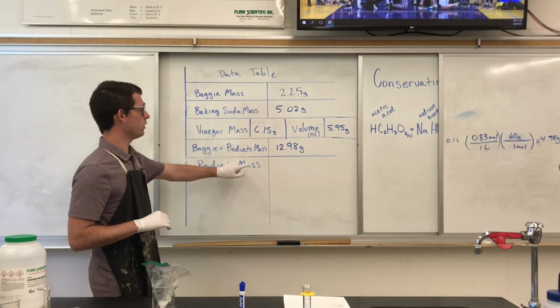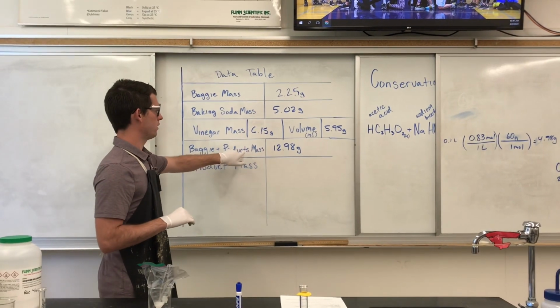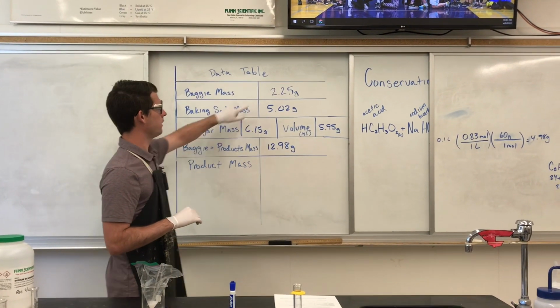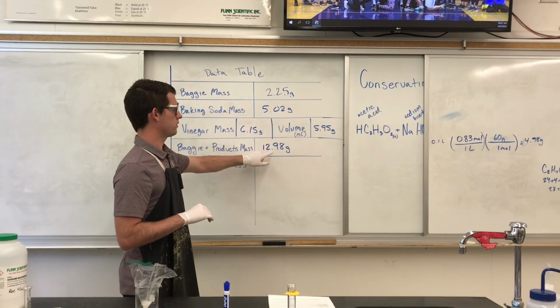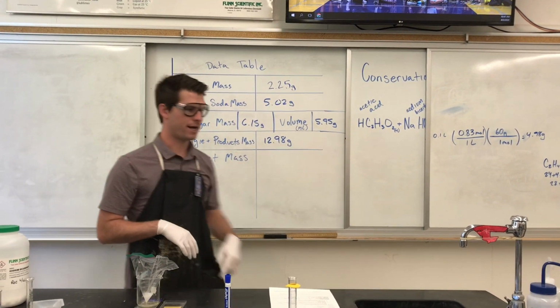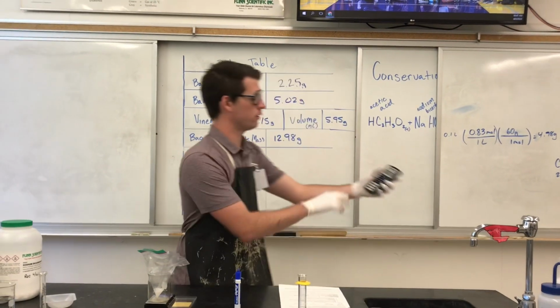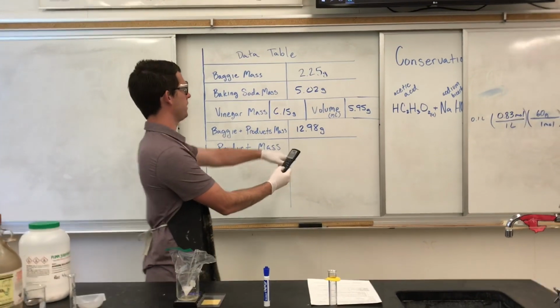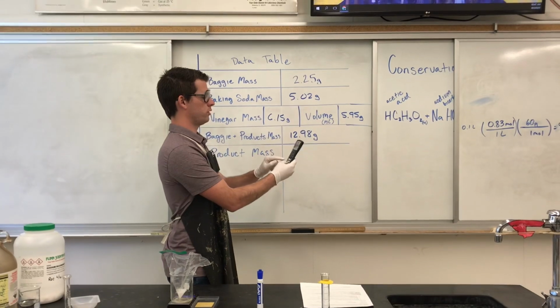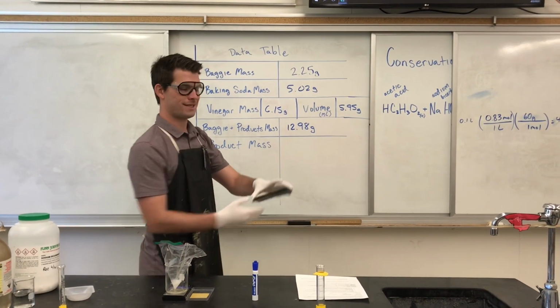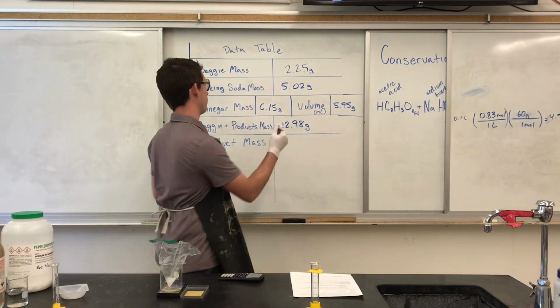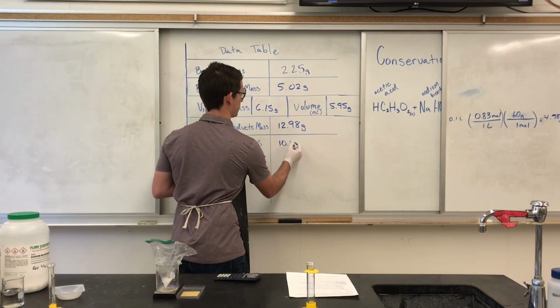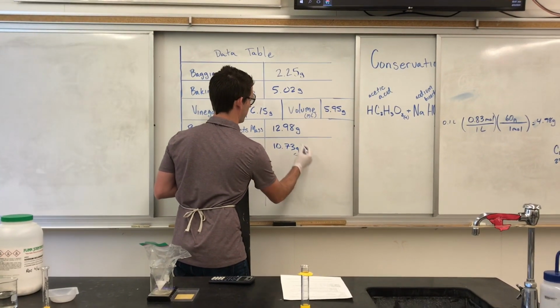Okay? So what you need to do is take 12.98 and subtract the mass of the baggie, 2.25 grams. We can do that on our calculator right here. So we do 12.98 minus 2.25, and we get 10.73. 10.73 grams. Okay?